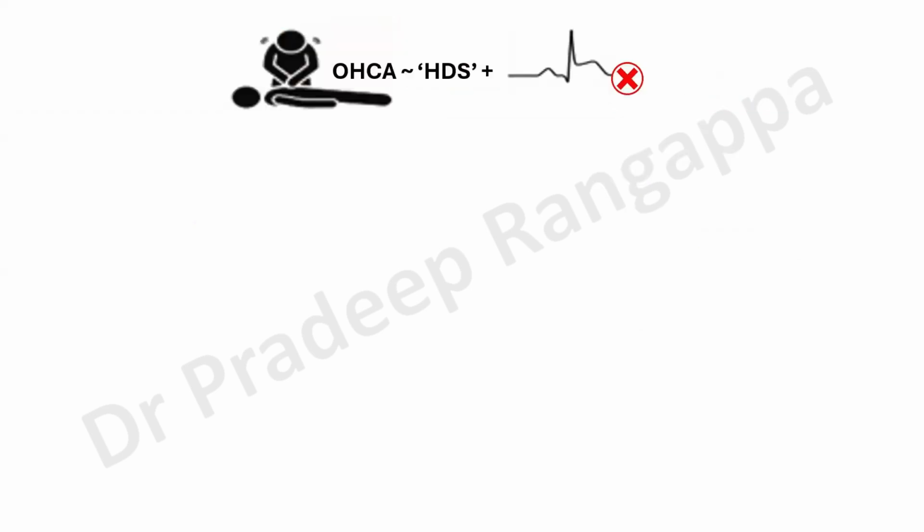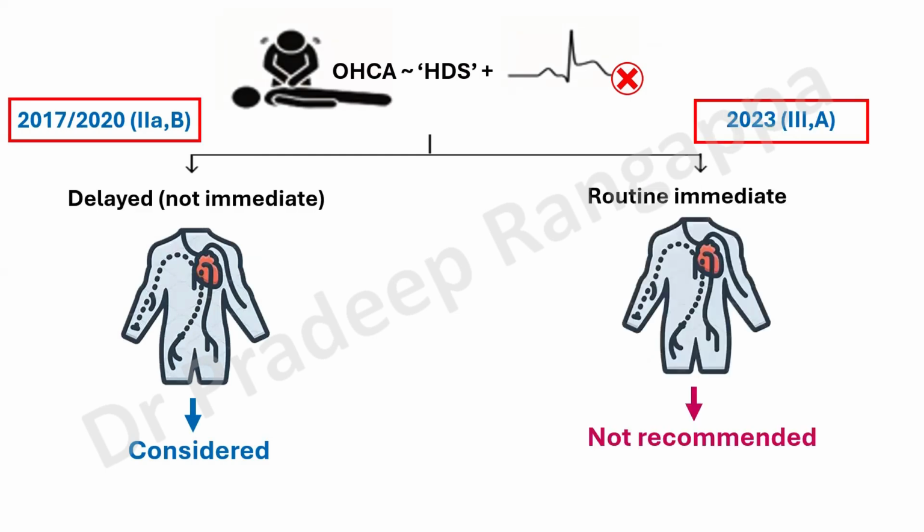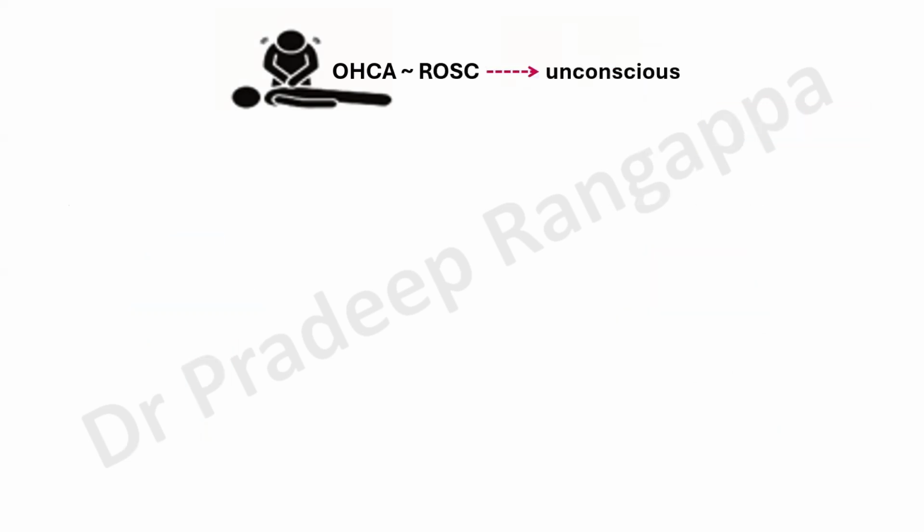So if a patient comes with cardiac arrest, out of hospital cardiac arrest, and is hemodynamically stable with no ECG changes, then the suggestion in 2017 was that a delayed angiographic evaluation has to be considered. But this is important for intensivists. If it is out of hospital cardiac arrest with no evident ECG changes, then routine immediate angiographic evaluation is not recommended. So the patient should not be subjected to the angiographic evaluation. If it's an out of hospital cardiac arrest, hemodynamically stable without ECG changes, it is not recommended. This is something that may be useful for intensivists because we get patients like this with cardiac arrest.